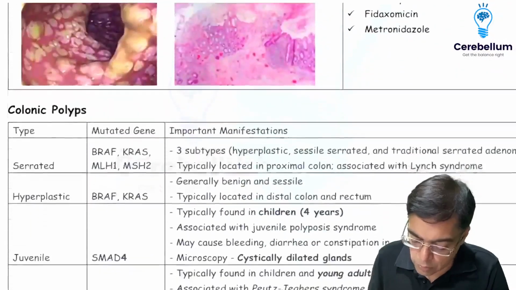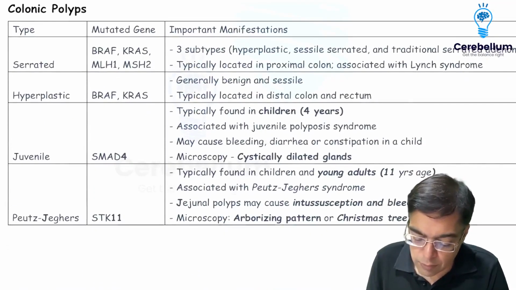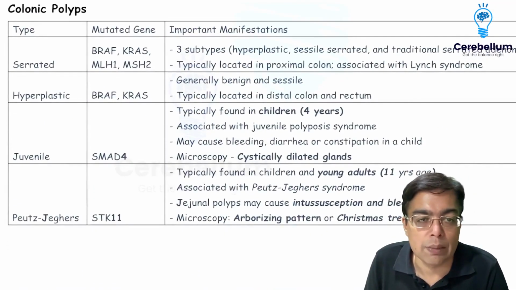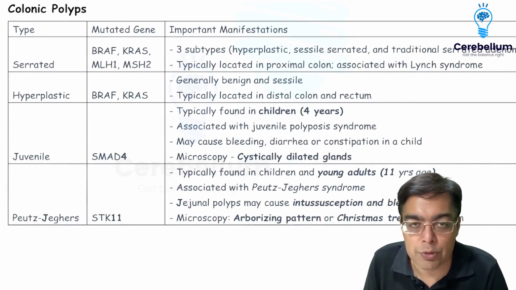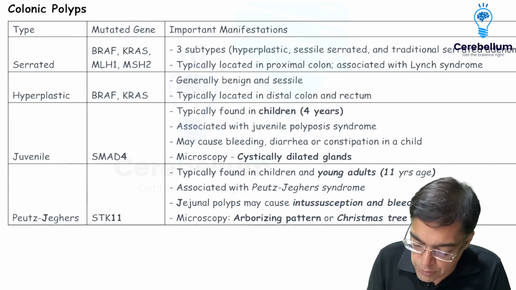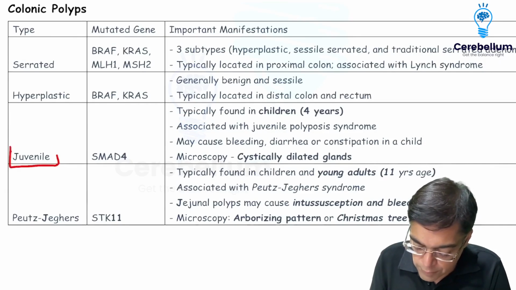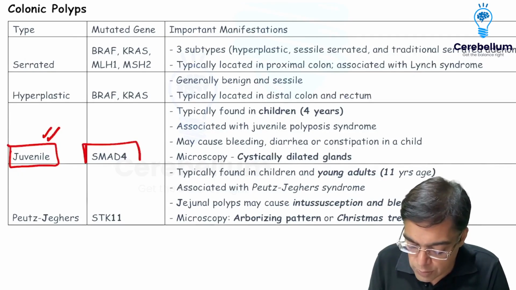If you're talking about colonic polyps, we can have lots of polyps, say for example, the serrated polyps or the hyperplastic polyps or the juvenile polyp or the Peutz-Jeghers polyp. Hamartomatous polyps deserve our maximum attention. First example of a hamartomatous polyp that is to be remembered is a juvenile polyp, which is seen because of an involvement of a gene that is given the name of SMAD4.